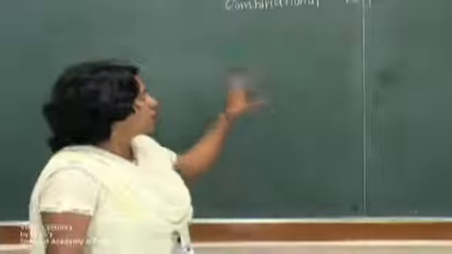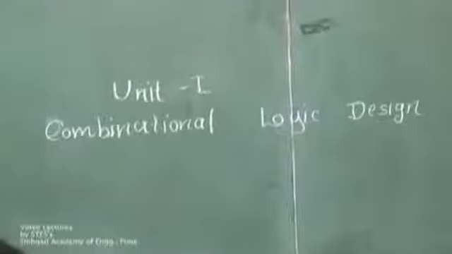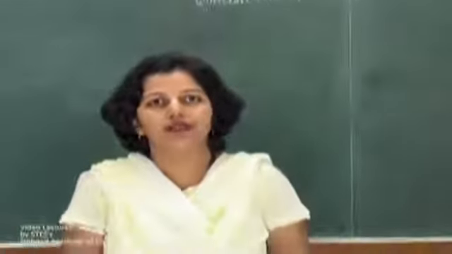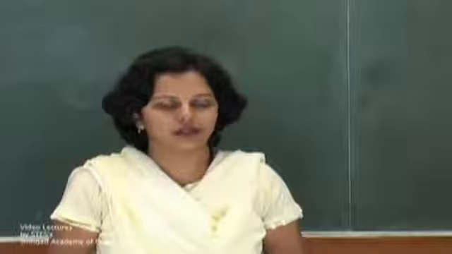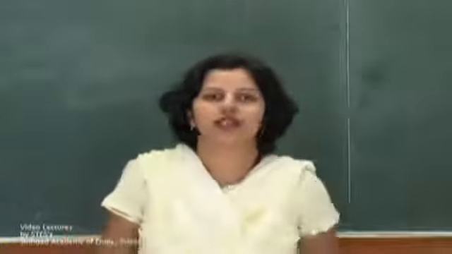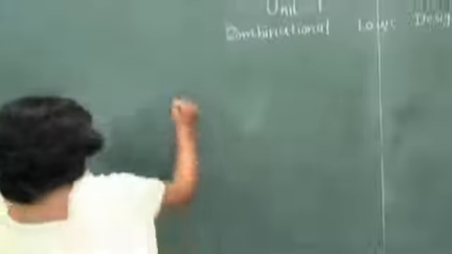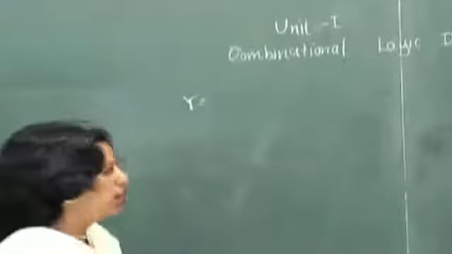We studied the standard SOP form, standard POS form, then min terms, max terms, and the K-map for 2 variable, 3 variable, 4 variable, which is again for SOP form or POS form. Now let us see how, in a K-map, the equation has to be plotted. So let us take one example for it.